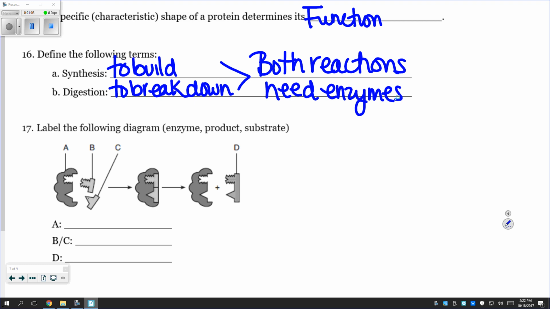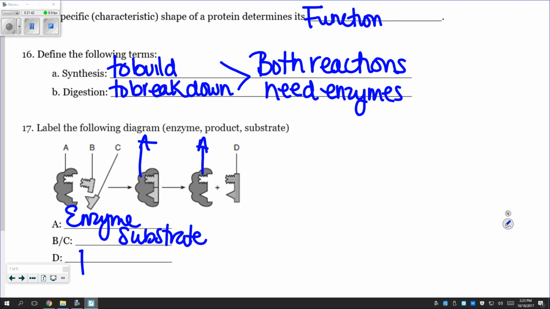The next one, number 17, says label the following diagram: enzyme, product, substrate. Remember, whenever we're looking for the enzyme, we're looking for the thing that does not change. So A, if we look at our picture, A is actually remaining the same. Since A is remaining the same, we're going to call that the enzyme. Remember, you can also call it a catalyst. B and C, those are going to be the substrate. And then finally, D is going to represent the product.